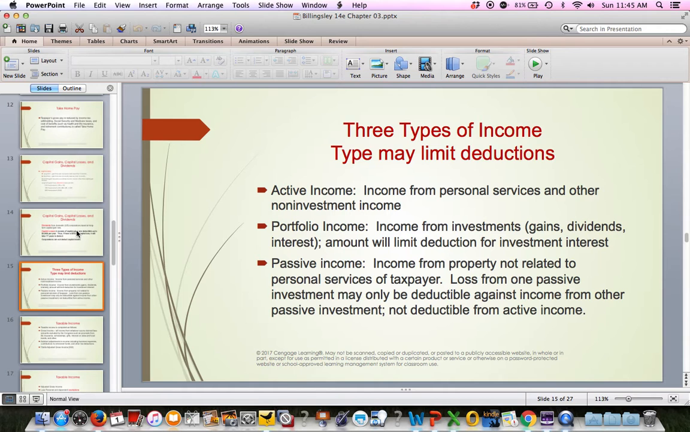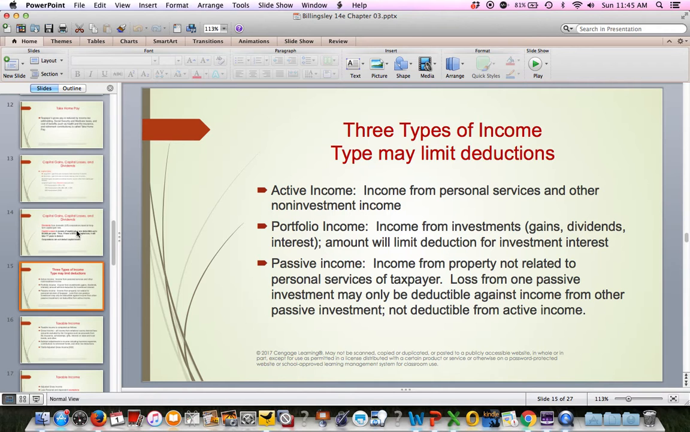There's 3 kinds of income that might limit your deductions. Active income is income basically from you working, essentially your personal services, a job. You have portfolio income, which is income from your investments. So if you've got an investment portfolio, you're buying some stocks, and you get gains, interest, dividends on that, that amount will limit deduction for investment interest. So essentially, if you borrow money and then invest it, potentially you could deduct some of that interest you paid on that borrowing. Passive income is income from property not related to personal services.